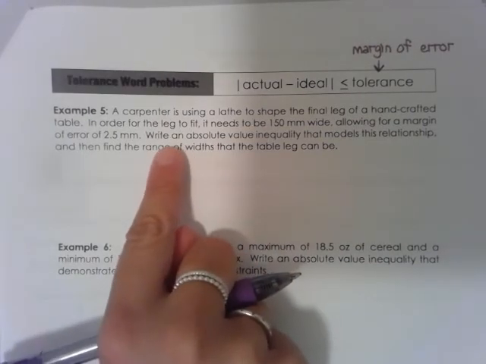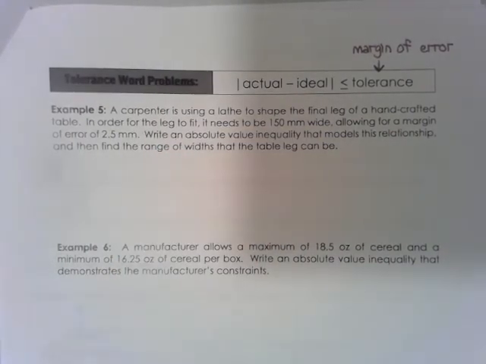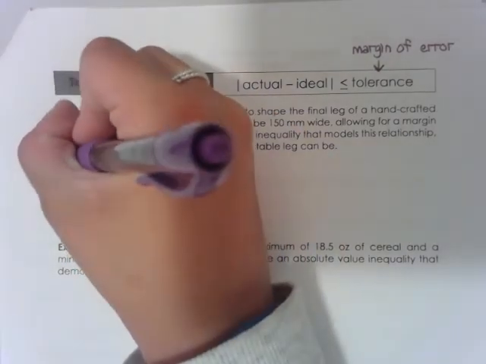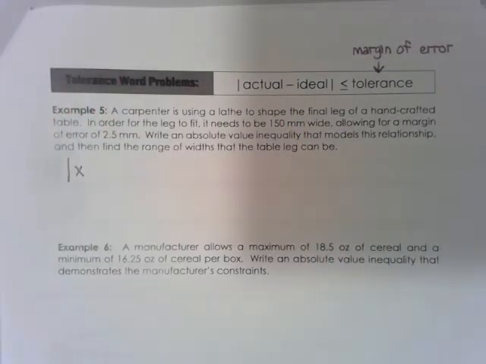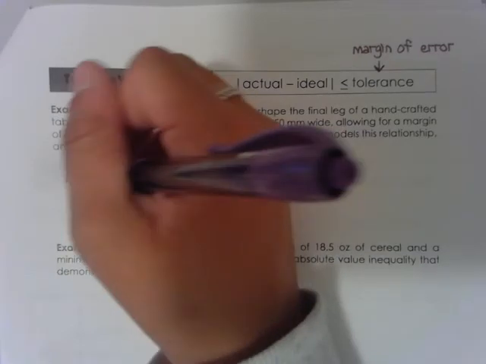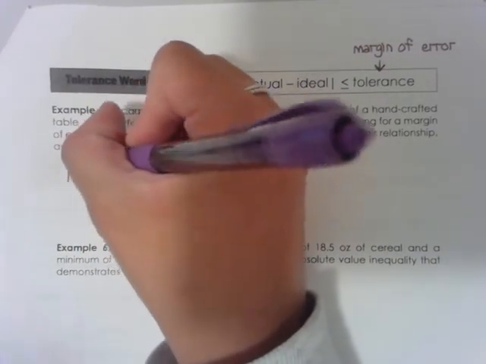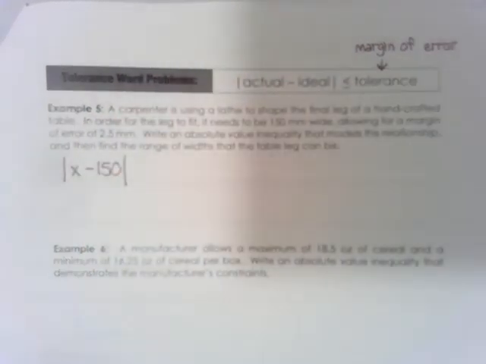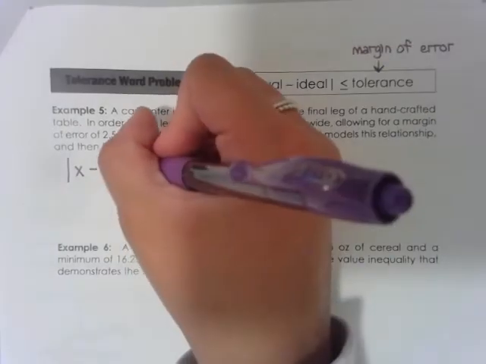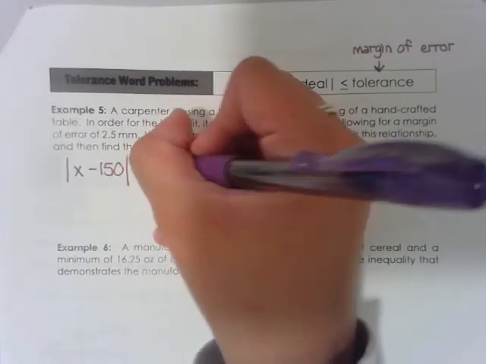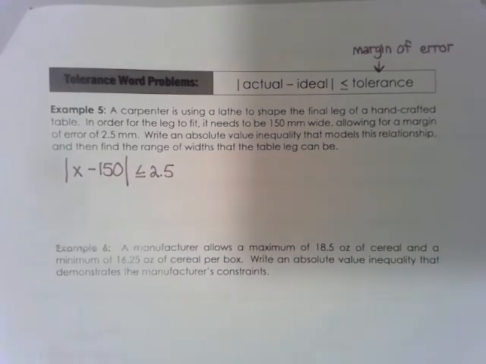So we don't know what the actual size of the table leg is because it's handcrafted and we need to make the leg to fit the table. So I'm going to put an X in for the actual value. The ideal value is 150, and our margin of error, or our tolerance, is 2.5. Anything above 2.5 off will not work. This is the absolute value inequality that models the relationship.